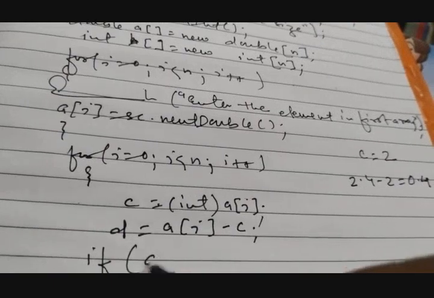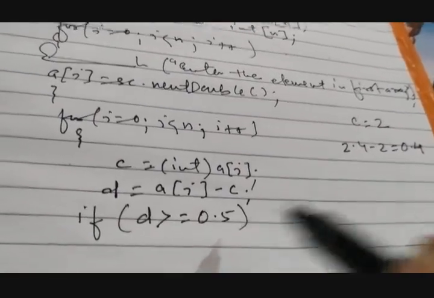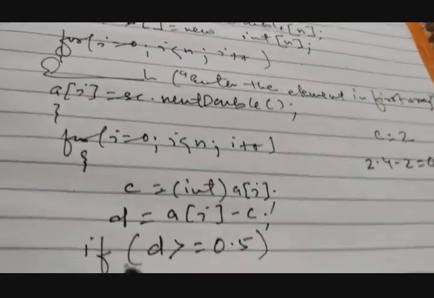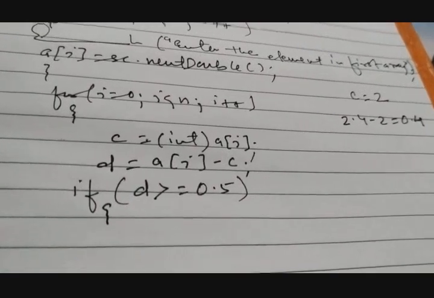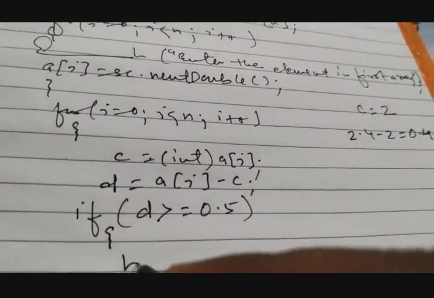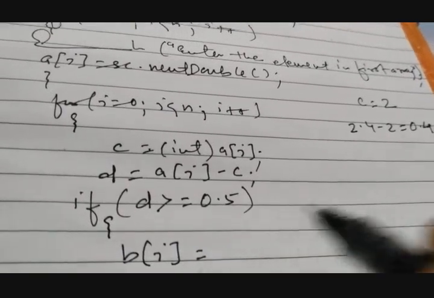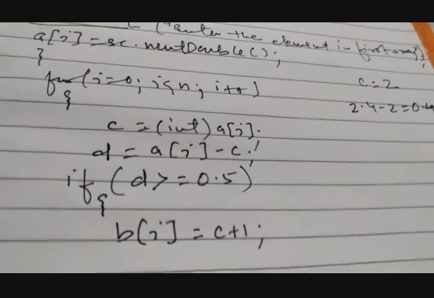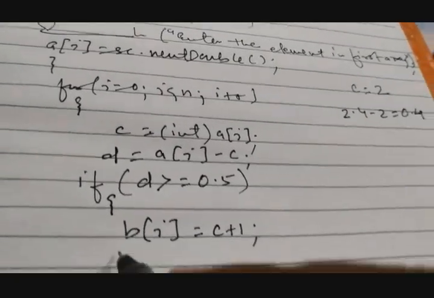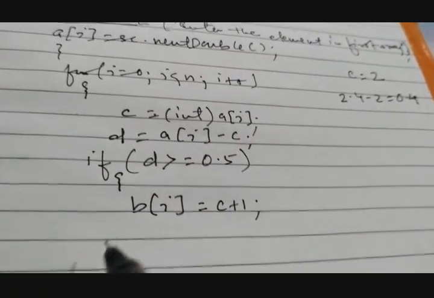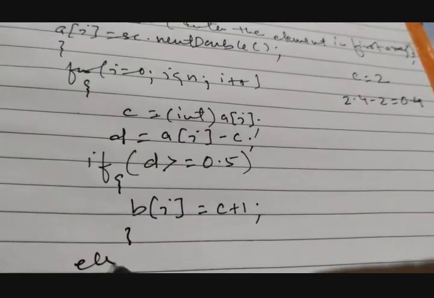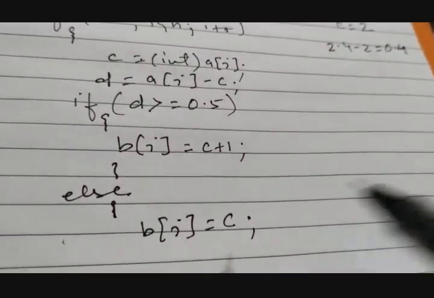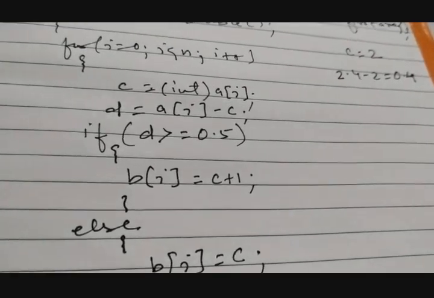If d is greater than or equal to 0.5, या 0.5 से ज़्यादा हो तो क्या करेंगे? B of i में equals c plus 1, बढ़ा देंगे उसको और स्टोर कर लेंगे, है कि नहीं? Else, B of i equals c, इसी को छोड़ देंगे, लूप खत्म.